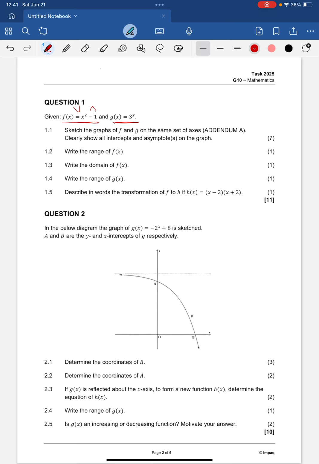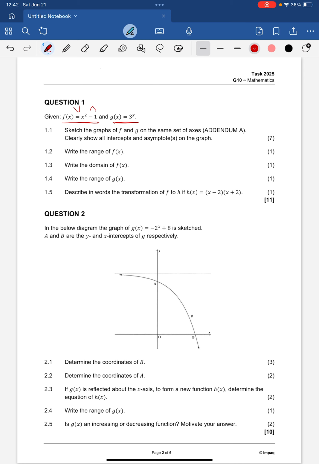Then it says sketch the functions. Please go and look at your notes. The notes tell you step by step how to sketch the functions. To sketch a parabola, if I'm not mistaken, there were 4 steps, and an exponential function had steps as well, so please go and have a look at that. They want you to sketch them on the same set of axes as well, and you have an addendum to show you how to do it.